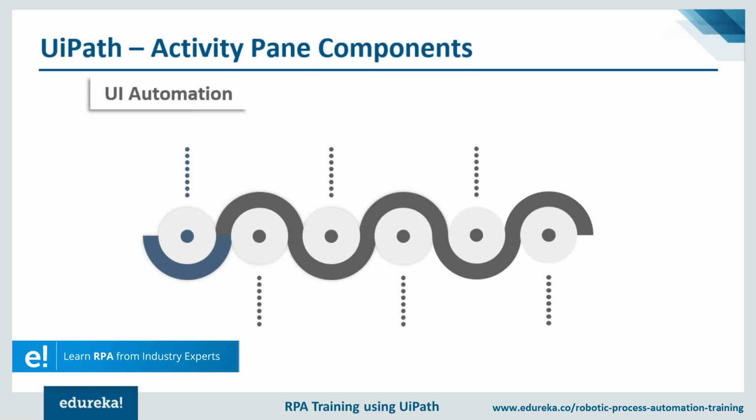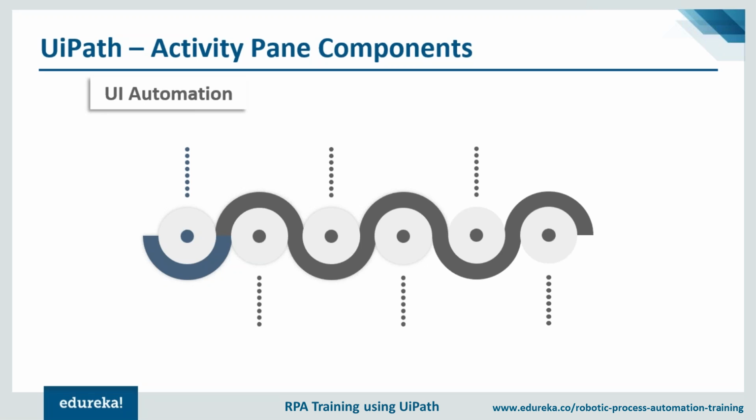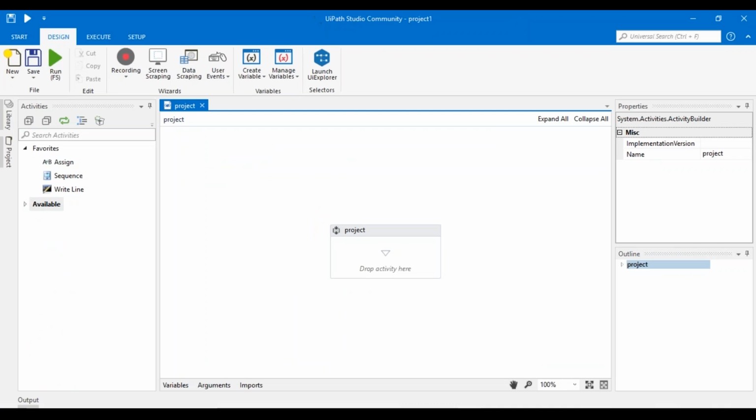So the first domain is UI automation. Now what is this UI automation domain? This would basically include all the user interface tools. So let me just go to the tool and show you.